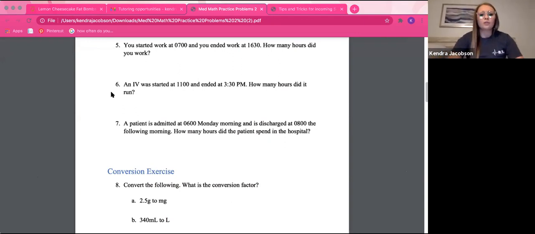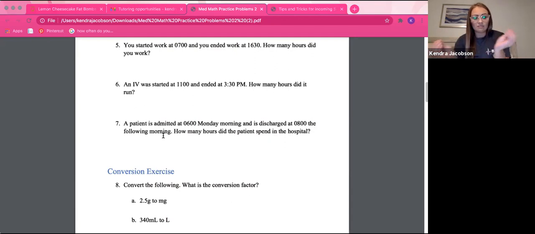Moving on, we're going to go to the patient is admitted at 0600 on Monday morning and then is discharged at 0800 the following morning. How many hours did that patient spend in the hospital? So of course, when you start at 6 o'clock in the morning on Monday, and it's going till 8 o'clock in the morning the next day, we already know that it went from 0600 to 0600 Tuesday morning. So you're already spending 24 hours there. Plus the other 2 hours would make that 26 hours.